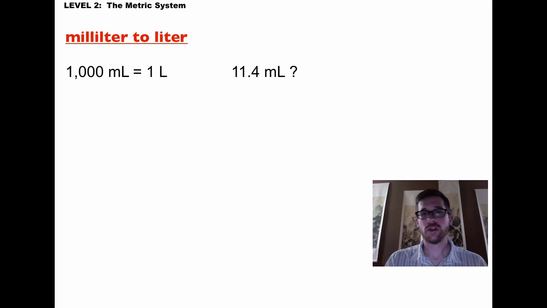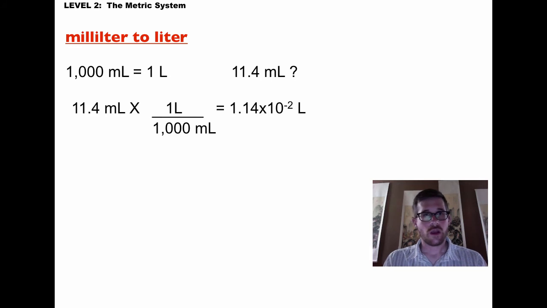11.4 milliliters, then how many liters is that? Well, you should already be thinking, all right, milli is smaller than liter, so it's going to be a small number, right? It's going to be smaller than 11.4. All right, so here's how we set it up. We have 11.4 times 1 liter divided by 1,000 milliliters, and we get 1.14 times 10 to the minus 2. So yeah, we're smaller than our original milliliter value because we went to a bigger unit.